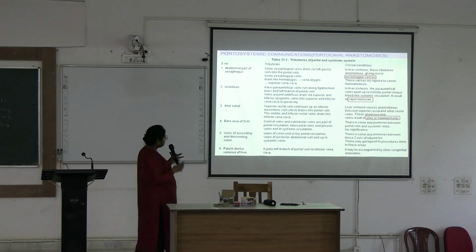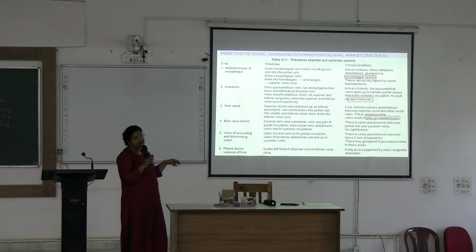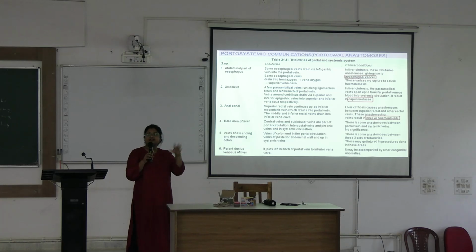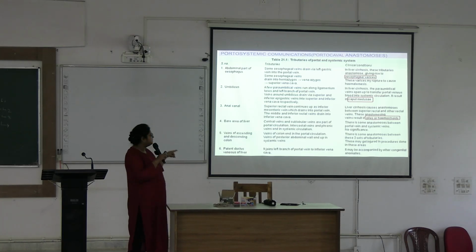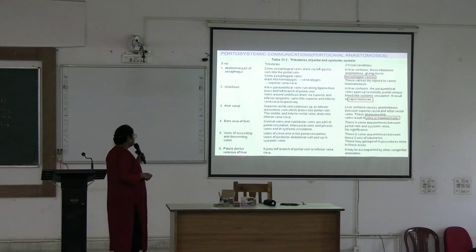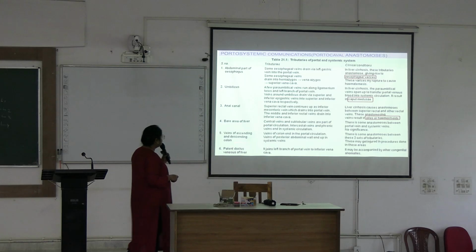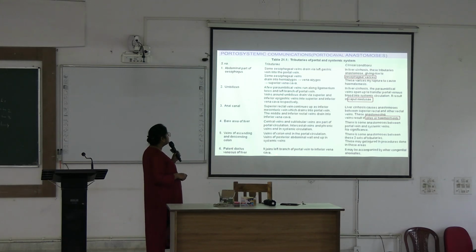Okay, and in case of portal hypertension, all these veins can be dilated, and ascites occurs mainly from these areas: bare area of liver, veins of ascending and descending colon. And another is patent ductus venosus of the liver. It joins the left branch of portal vein to the inferior vena cava. Okay, these were present in the fetus. In fetal circulation, you will get this patent ductus venosus, and in adult, it becomes the ligamentum venosum.